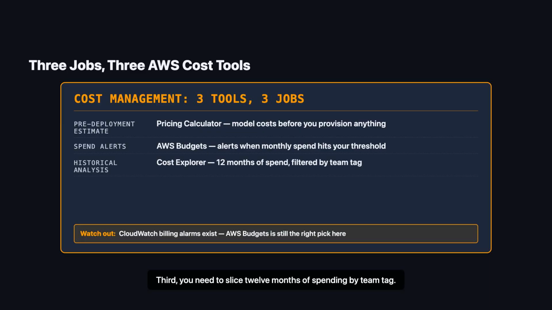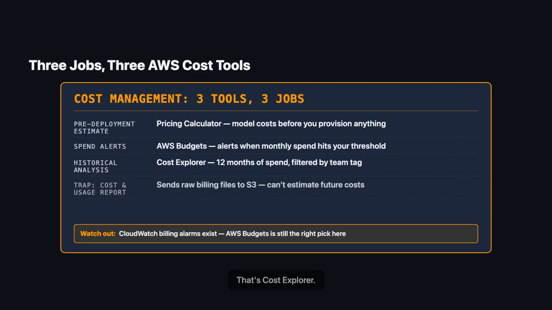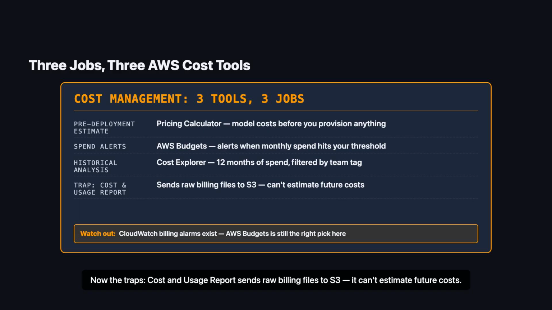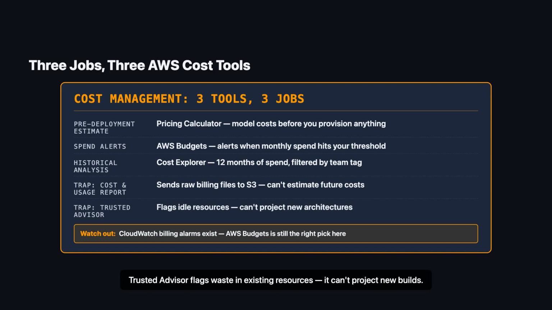Third, you need to slice 12 months of spending by team tag. That's Cost Explorer. Now the traps. Cost and Usage Report sends raw billing files to S3. It can't estimate future costs. Trusted Advisor flags waste in existing resources. It can't project new builds. That's the pattern. One job, one tool.